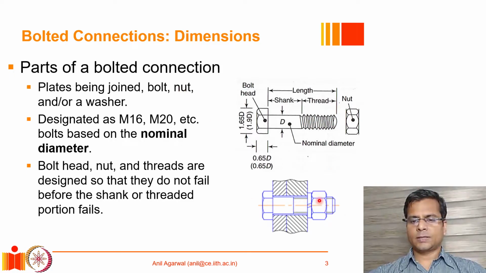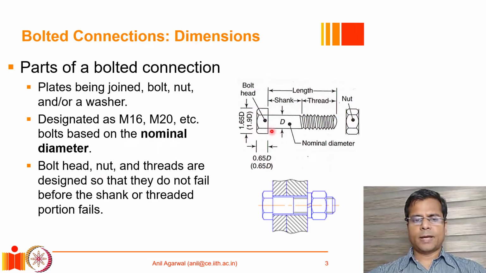There is a nut that is used to tighten and clamp the bolt. And also there is a washer. A washer is required to be able to uniformly distribute the stresses over that surface, and also to keep the bolt from loosening. Now bolts are typically designated based on the diameter of their shank. So typically bolts are known as M16 bolt, M20 bolt, M24 bolt, and so on. So basically this number 16, 20, etc. is the diameter of the shank of a bolt.